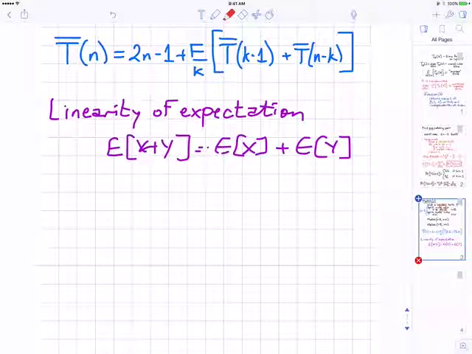And the way that he did it was he took this recurrence and he turned that expected value into a sum, and he did a bunch of algebraic manipulation, which, if you really care, looks like this in the notes.